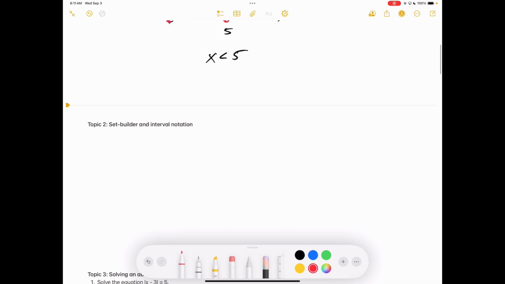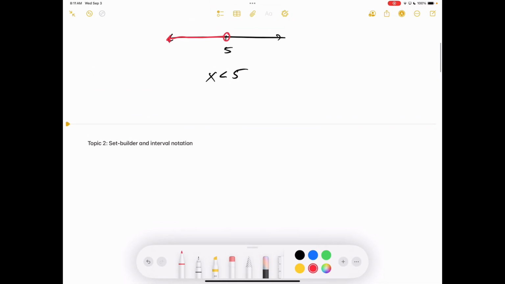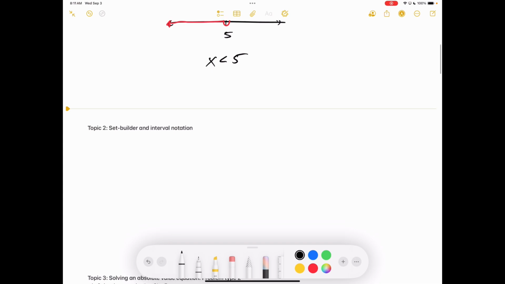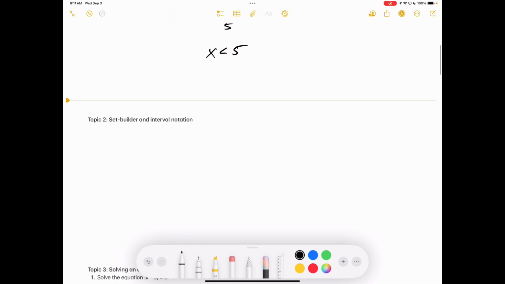All right, the next part comes next. Set builder and interval notation. So there are different ways to write this stuff. Let me just write the different ways real quick.